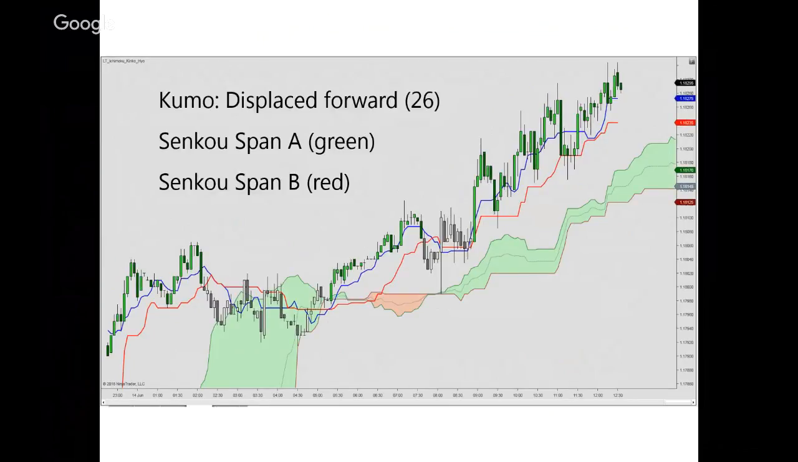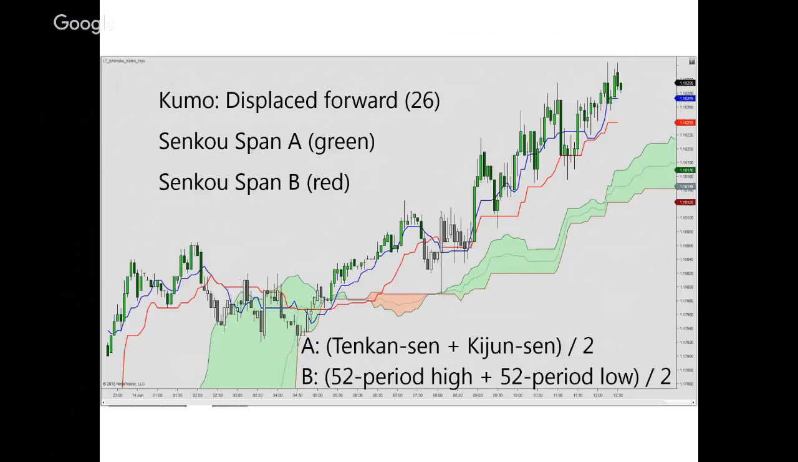And then we have the Kumo, as I mentioned, it's displaced forward 26 bars. And the cloud is comprised of 2 lines, the Senko span A, which is green, and the Senko span B, which is red. And the calculation for these are as follows. Senko span A is the Tenkan Sen plus the Kijun Sen divided by 2, whereas the Senko span B line is a 52-bar period high plus 52-bar period low divided by 2.